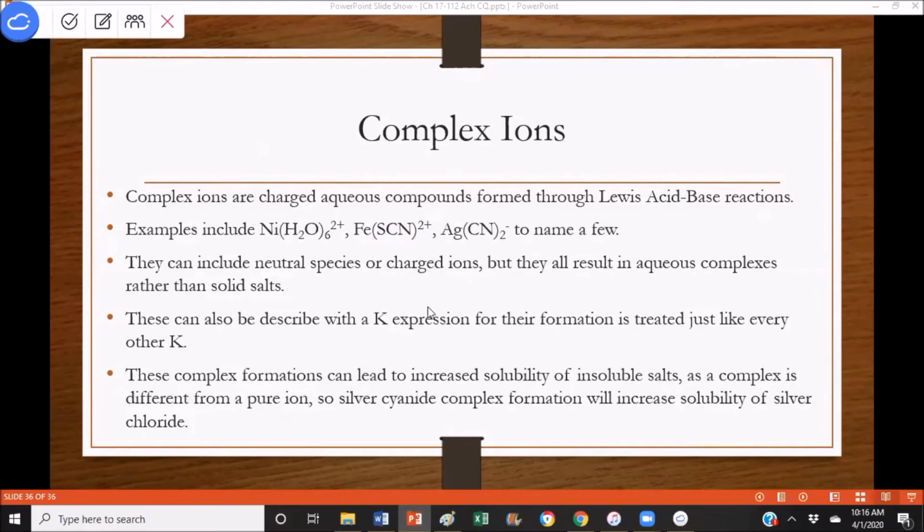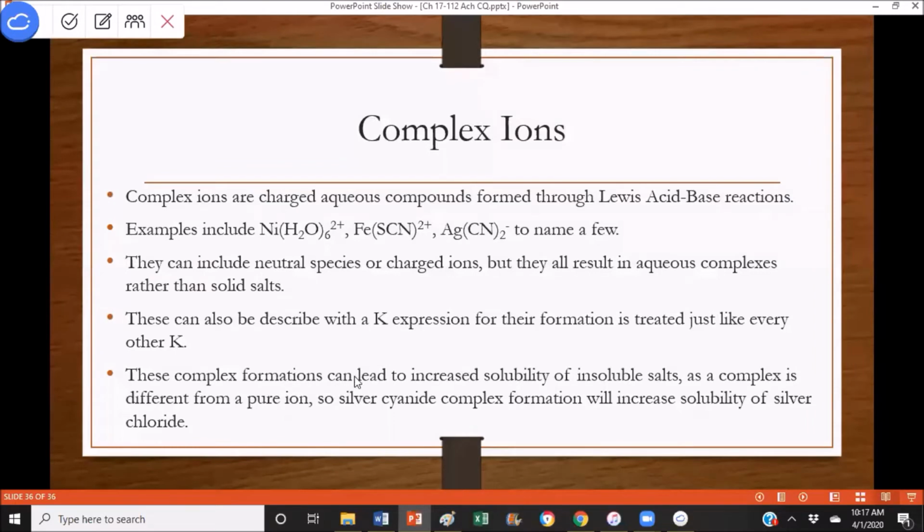So now these guys will have a K expression for the formation, and it can just be treated like any other K expression. This is what we did in lab. We said, oh, 1 iron, 1 thiocyanate go to form an iron thiocyanate. And we tried to find the K expression for this. We treat it just like any other K.